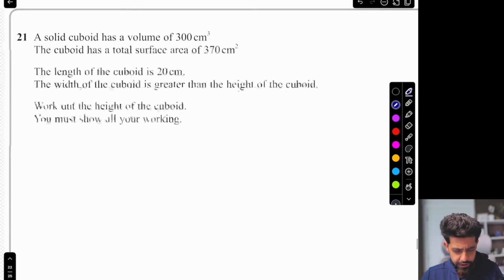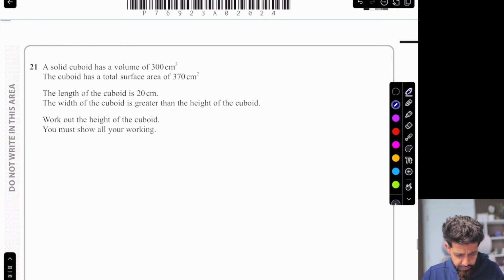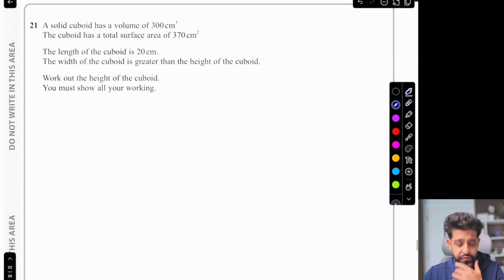All right, question number 21, big 5 marker here. A solid cuboid has a volume of 300 centimeter cubed. The cuboid has a total surface area of 370 centimeters squared. The length of the cuboid is 20 centimeters. The width of the cuboid is greater than the height of the cuboid. Work out the height of the cuboid.